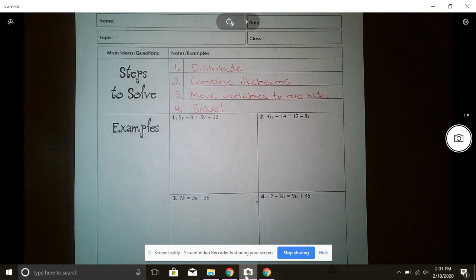Hi everyone. In this video, we are going to be looking at how to solve equations when there's a variable on both sides, and that's really important to note. So I've listed out the steps I'm going to follow, and number 3 is the additional step.